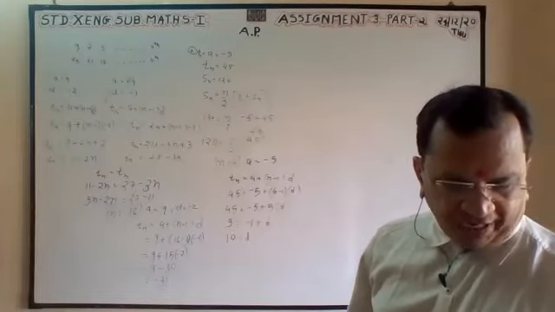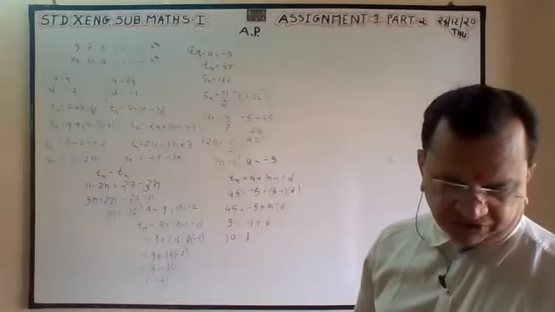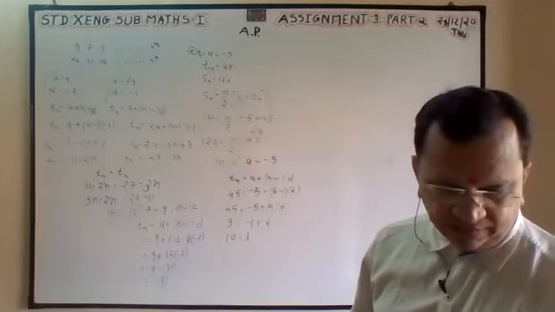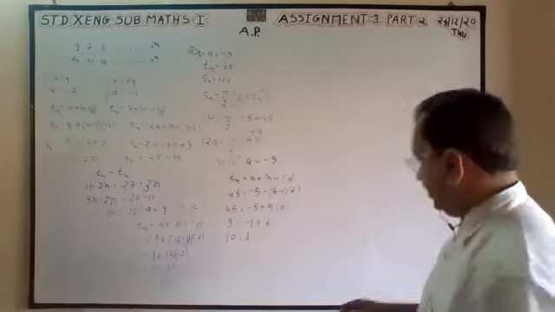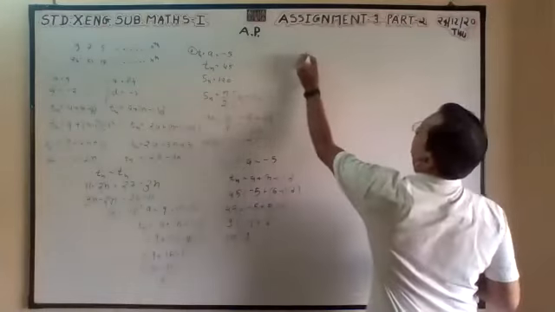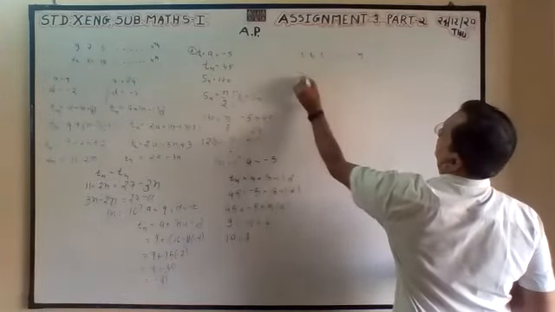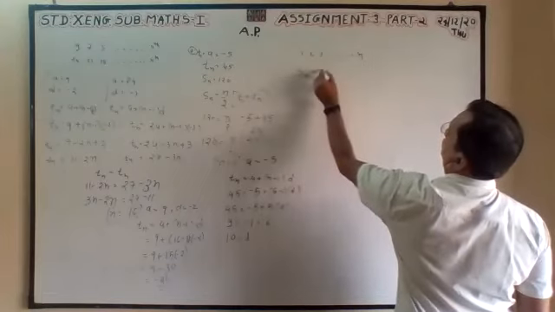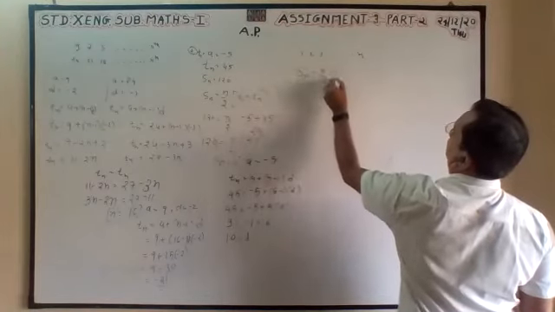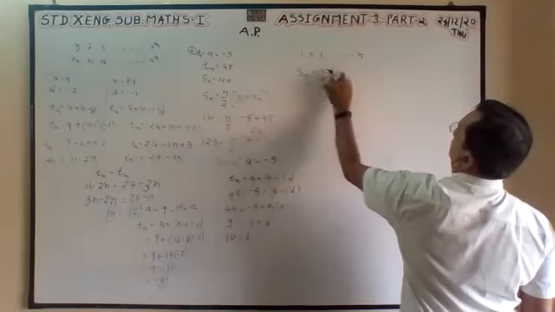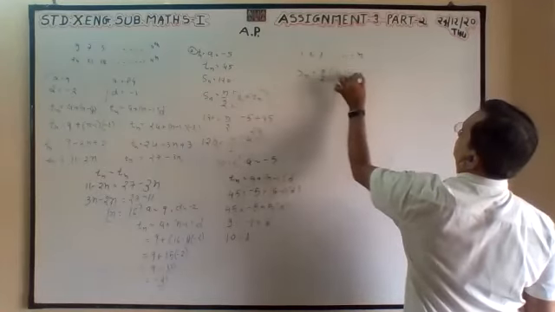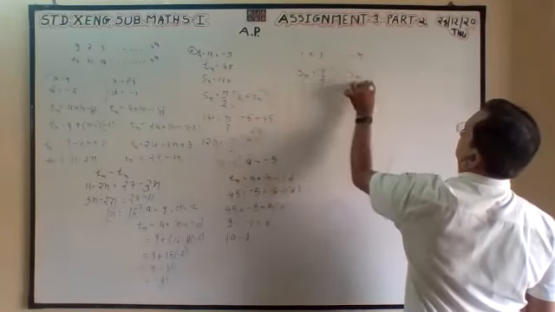The sum of the first n natural numbers is 36. Then find the value of n. The numbers are 1, 2, 3, up to n. Sn is equal to n by 2 in brackets, t1 plus tn.